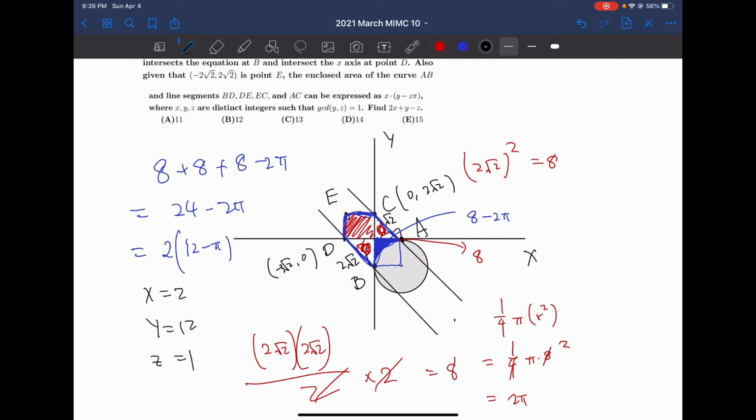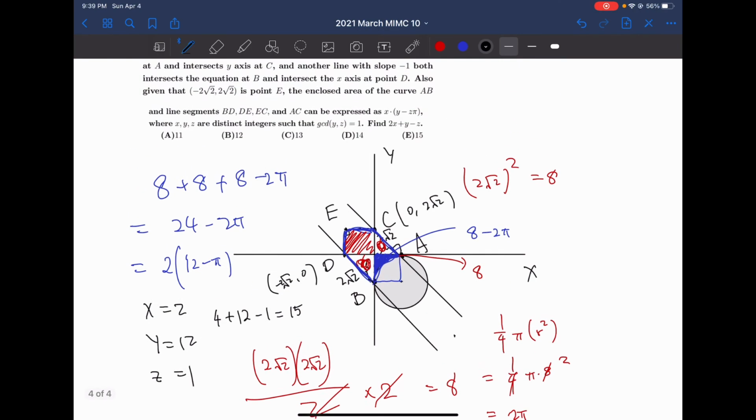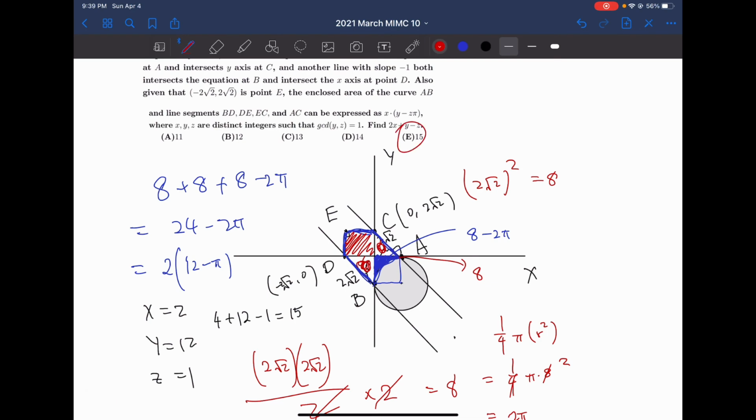And 2x plus y minus z would be 4 plus 12 minus 1, or 15. So our answer would be E, 15.